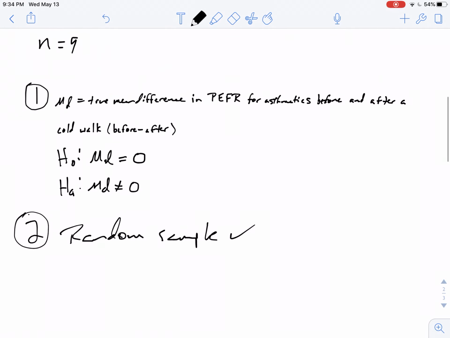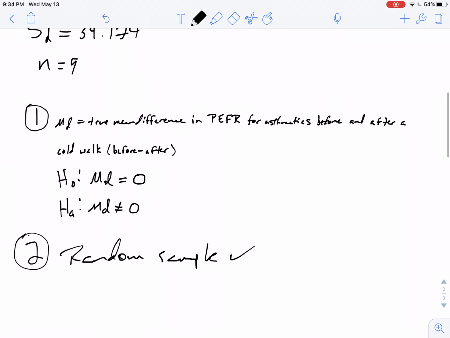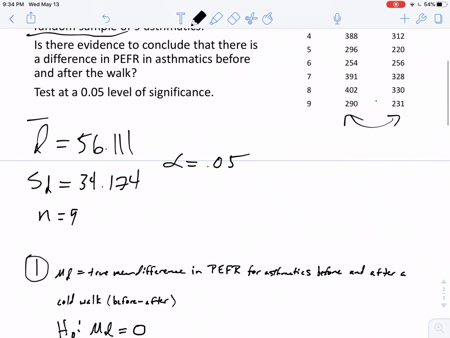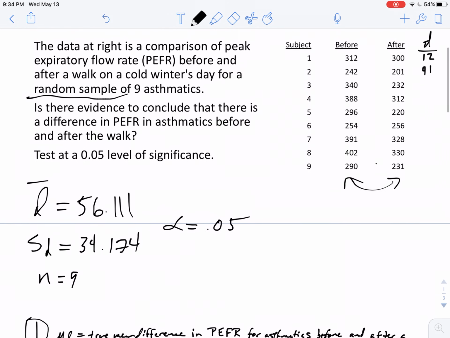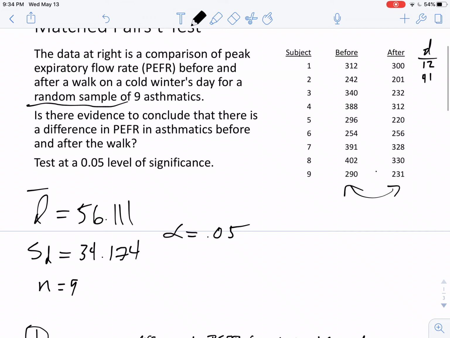Next, I need the normality condition to be met. Usually I look for a large enough sample. My sample is only 9, that's less than 30, so that's not sufficiently large.